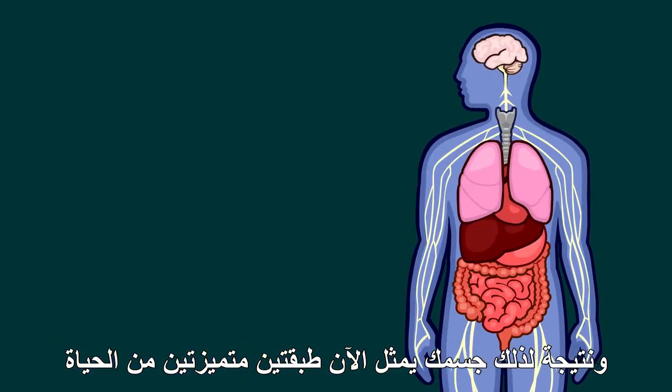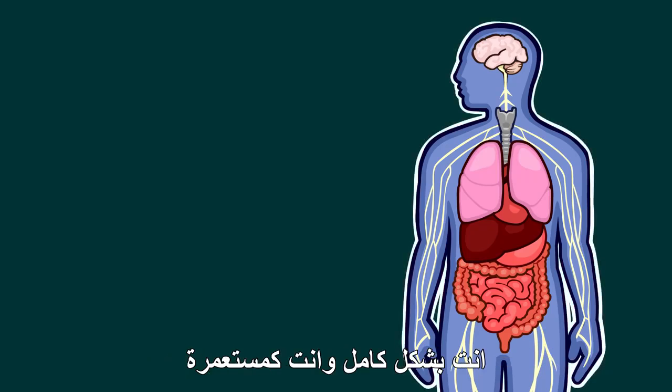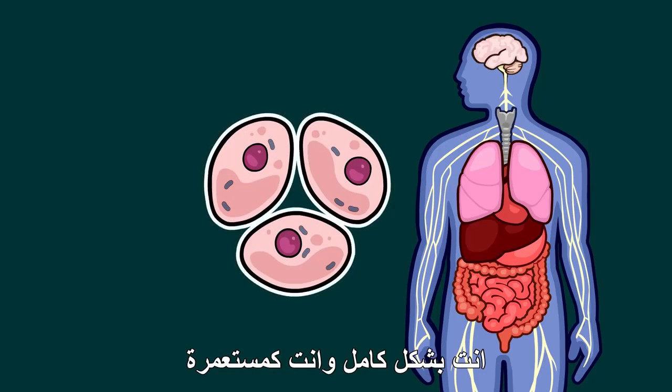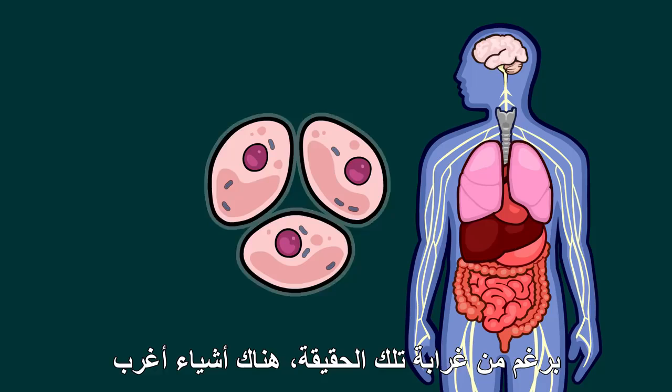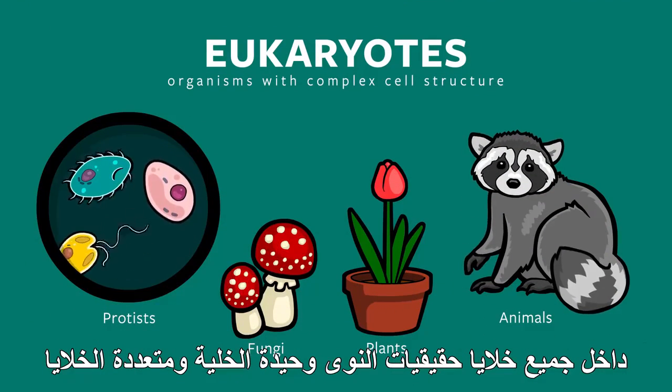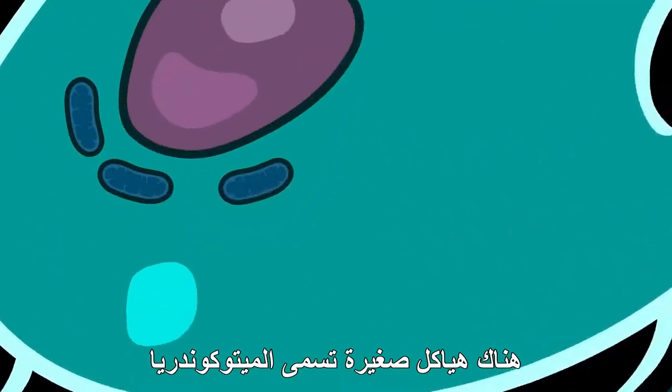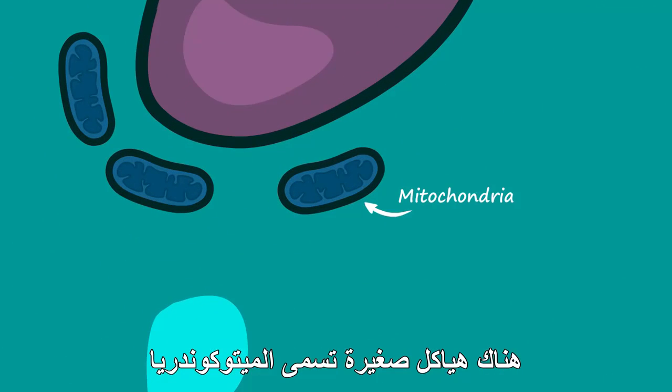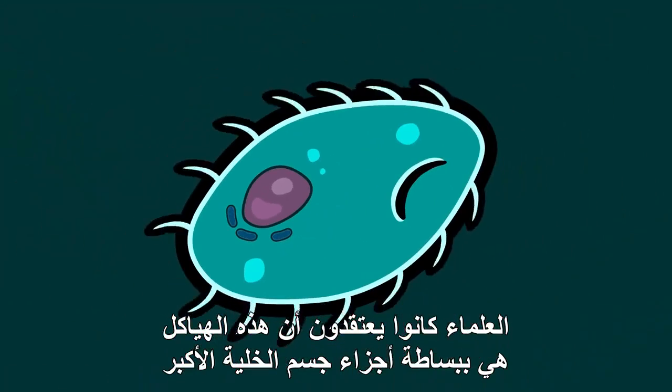As a result, your body now represents two distinct layers of life, you as a whole and you as a colony. Bizarre as this fact is, there are stranger things. Inside the cells of all eukaryotes, single-celled and multi-celled, there are tiny structures called mitochondria. Scientists used to think these structures were simply body parts of the larger cell.